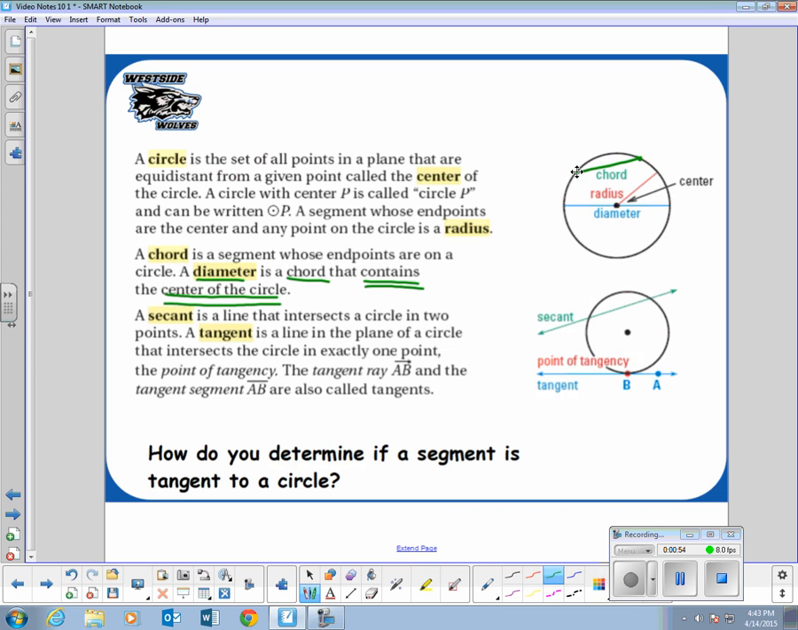So it is a chord. But a radius is not a chord, because a radius goes from the center of the circle to the outside edge. A chord must go from one side of the circle to the other part of the circle. It doesn't start at the center.